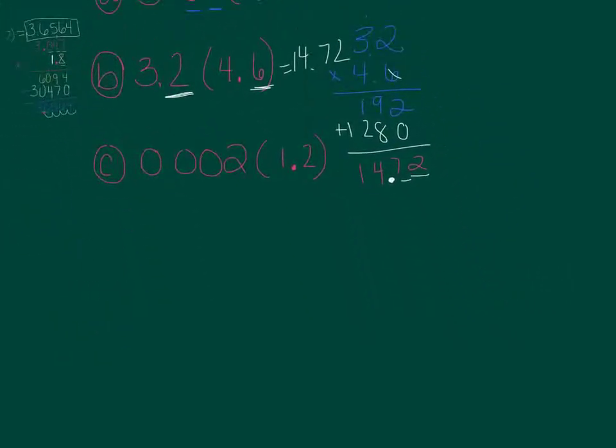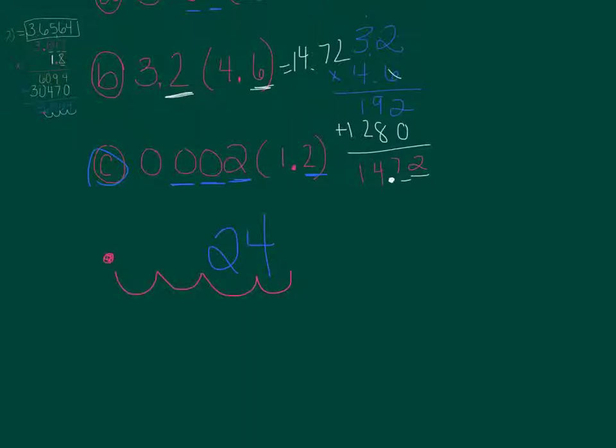Alright, and for our final one, here's a shortcut that I don't know if you guys know about. For letter C, we can just do 2 times 12. 2 times 12 is 24, and then I'm going to count my decimal places. I have 1, 2, 3, 4. So I need to start at the right-hand side and go 1, 2, 3, 4.